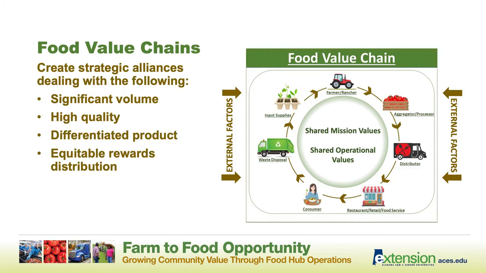A typical supply chain is defined as a set of trading partner relationships and transactions that delivers a food product from producers to consumers. A food value chain or value-based food supply chain is defined as a set of strategic alliances between farmers or ranchers and other supply chain partners that deal in significant volumes of high quality, differentiated food products, and rewards are distributed equitably across the chain. Volume, quality, and differentiation are critical to establishing a food value chain.